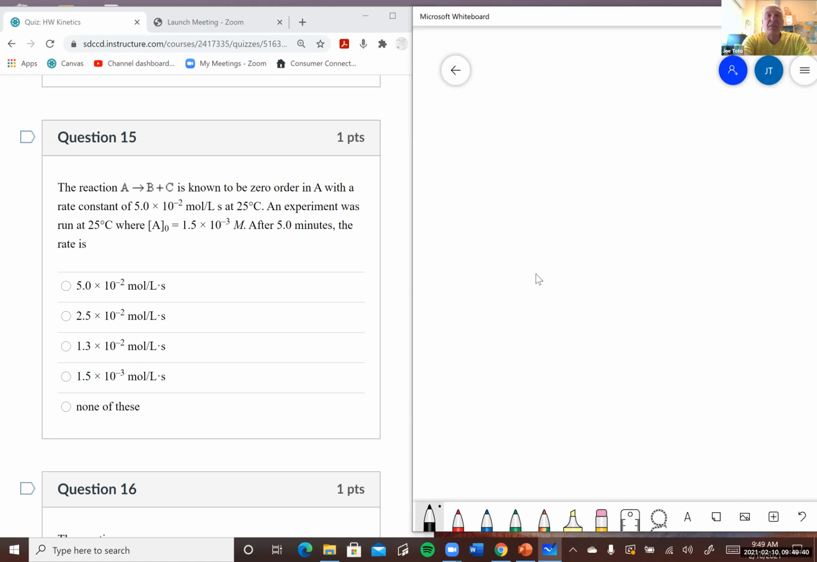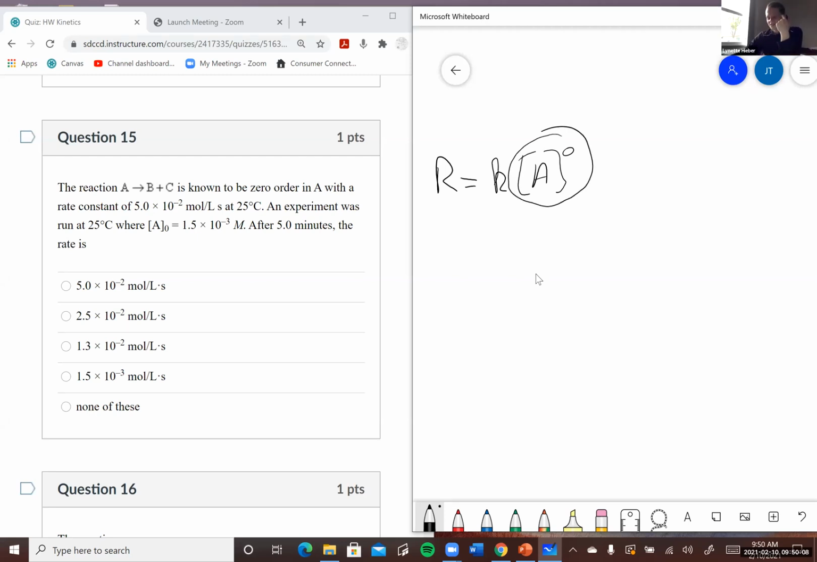So what does that mean? Let me see. That means that the rate equals K times the concentration of A to the 0th power, right? So what does it mean when you have something to the 0th power? What does that equal? It has no effect on the rate.